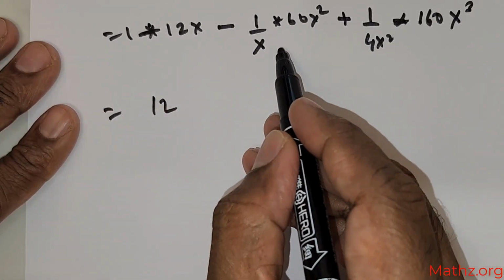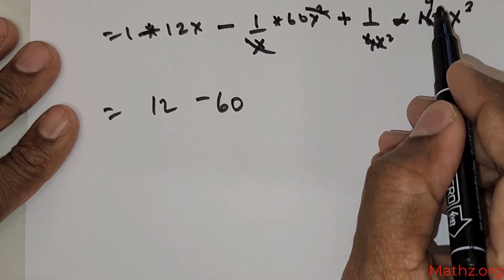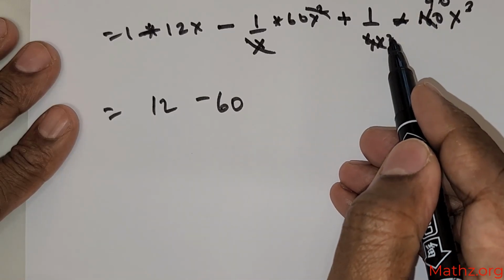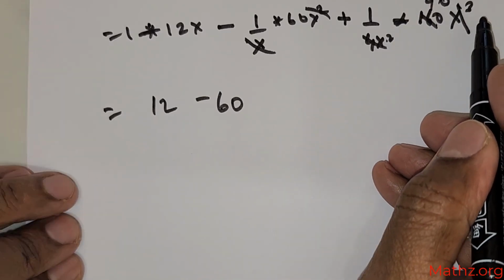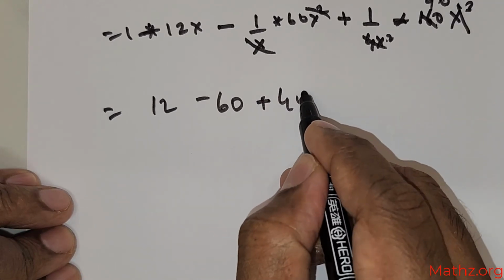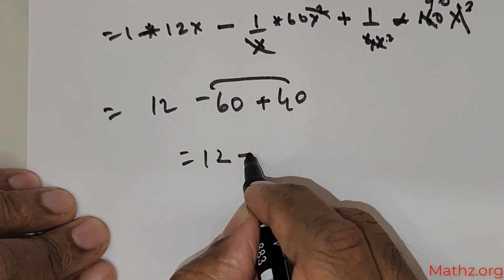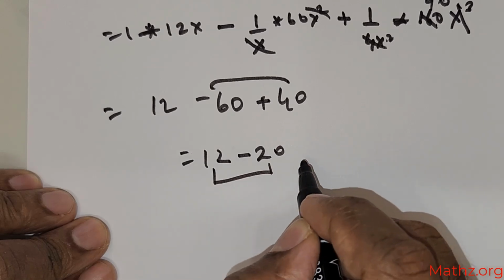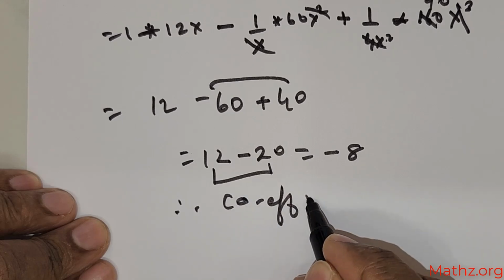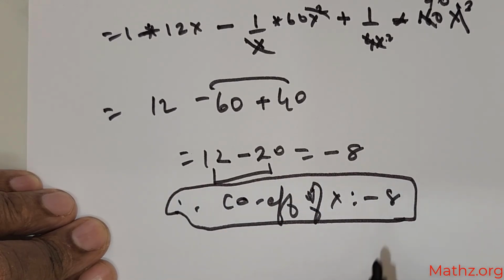This is going to give you 12. This is going to give you −60. 4 divides 160 forty times, so you have 40 there, and x² and x³ get cancelled, giving us the x component. 40 added with −60 gives you −20. 12 added with −20 will give me −8. So therefore the coefficient of x is −8. So that is the solution for this question.